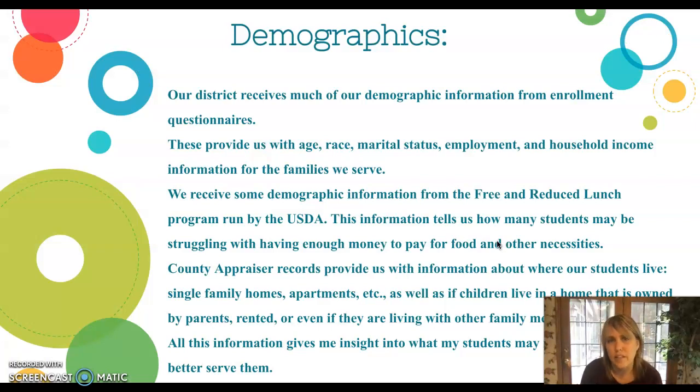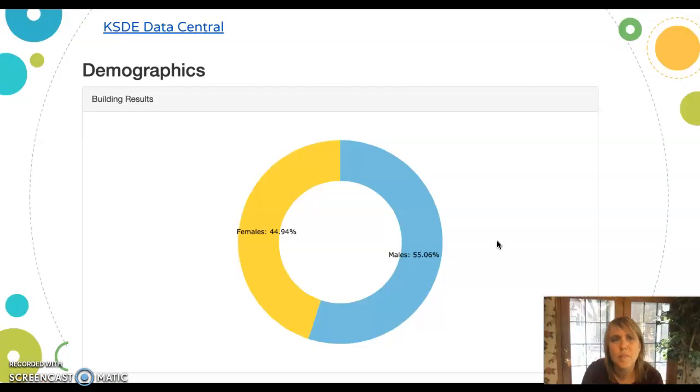So when I think about demographics and where we get our data, our district receives much of our demographic information from enrollment questionnaires. These give us, of course, age, race, marital status, employment, household income, all that kind of information about our families. We get some demographic information from the free and reduced lunch program run by the USDA. And this is important for me to know if I have students who may be struggling just with getting the necessities for school. And then we also use our county appraiser records to find out where our students live, who they're living with, that sort of thing.